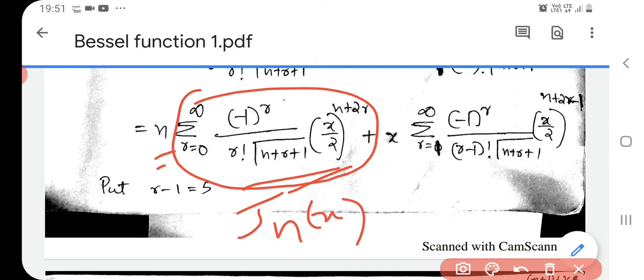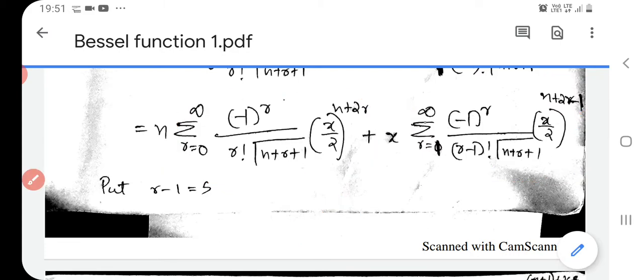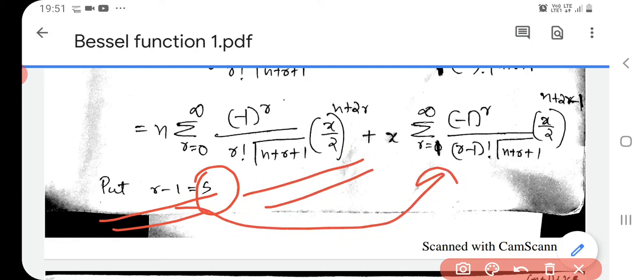But in the second term, we see an r minus 1 here and the power of x by 2 is n plus 2r minus 1. So we make a change. We put r minus 1 equal to s. A new summation variable you are taking. This one is in the form of Jn of x, so we make the change only in the second one. So r minus 1 is equal to s.